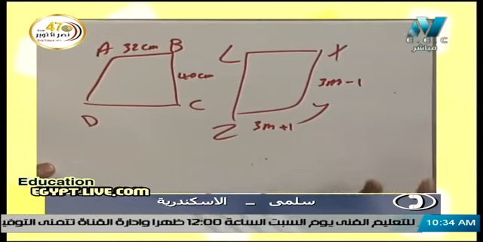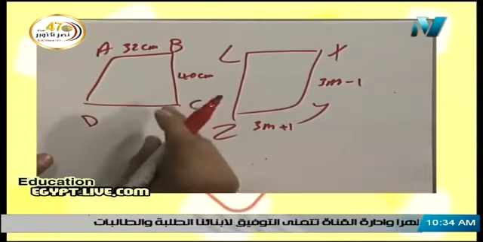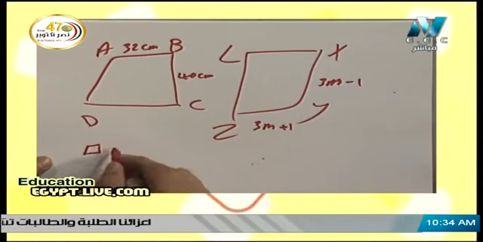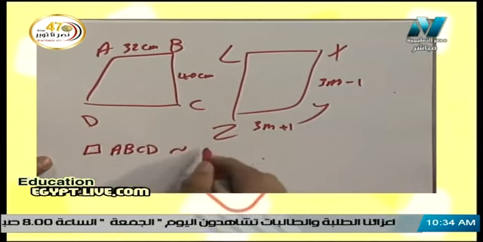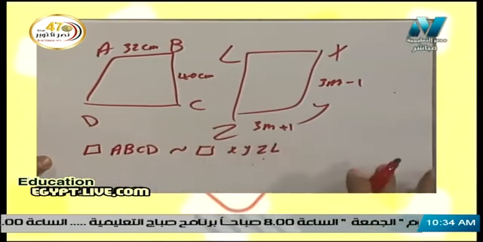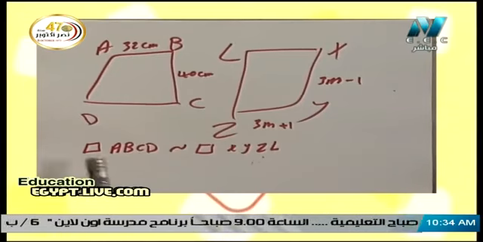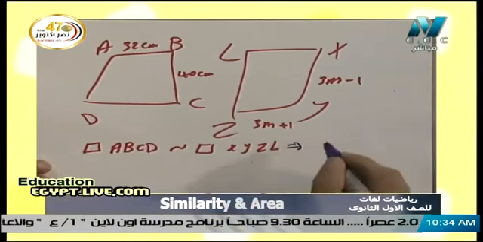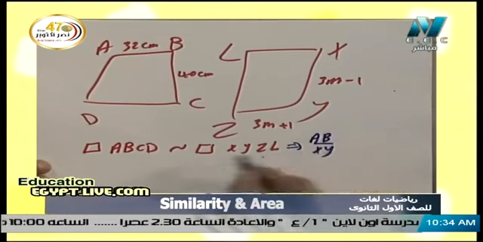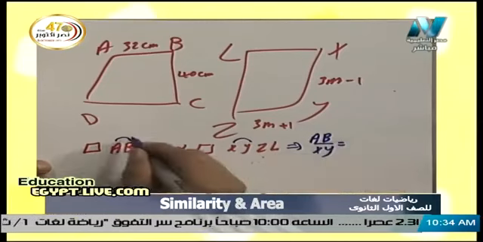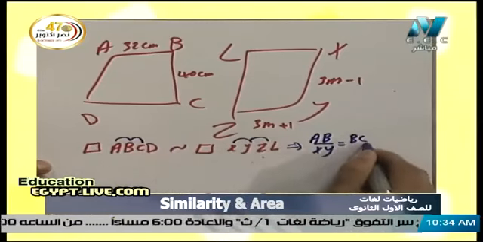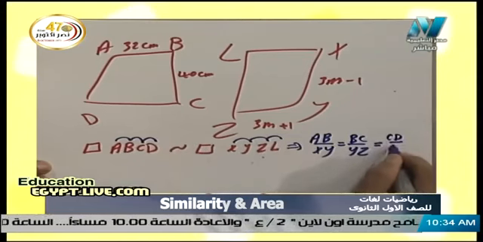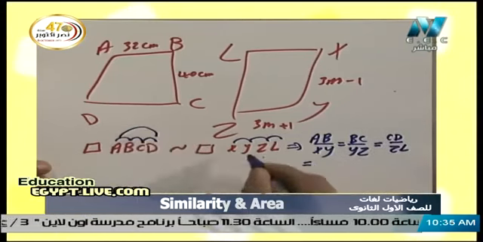Listen, kids, this is a question about the similarity of two polygons. Salma says that polygon ABCD is similar to polygon XYZL, and we know that when we make this arrangement, we can deduce that AB over XY equals BC over YZ equals CD over ZL, also equal to AD over XL.